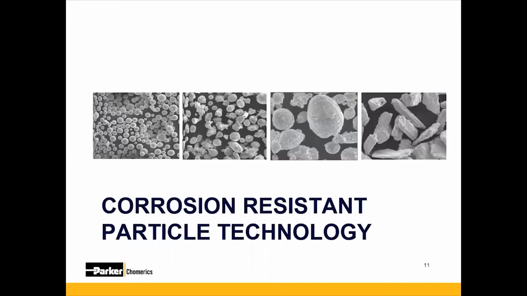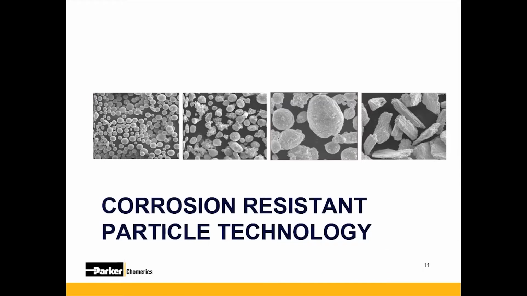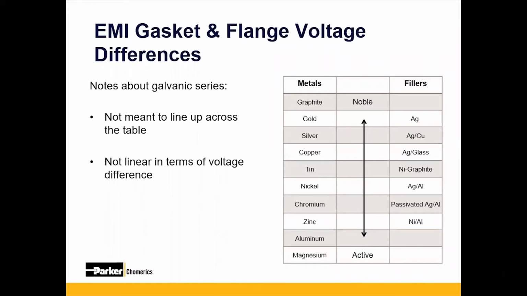Next, we're going to get into some of our corrosion-resistant particle technology. The particles are really what drive a lot of the corrosion resistance in a lot of these systems. So if you're looking at this table, what you see on the left, the metals, is known as the Galvanic series. You'll see them ordered in terms of how noble or how active they are, with the ones at the top being more noble or less reactive.